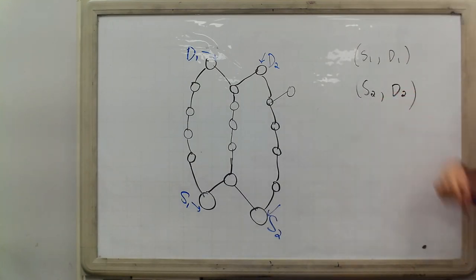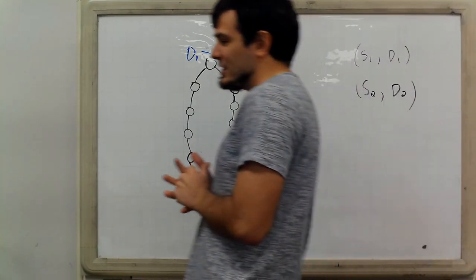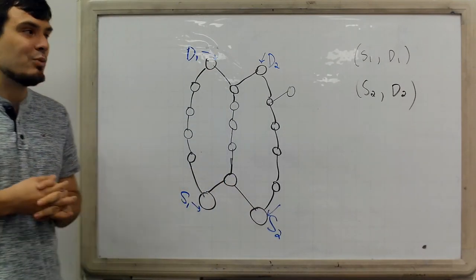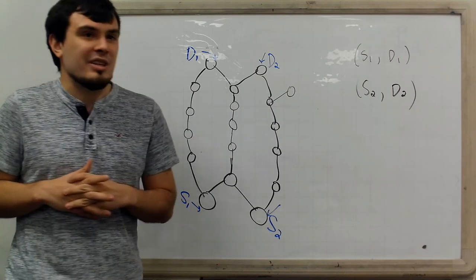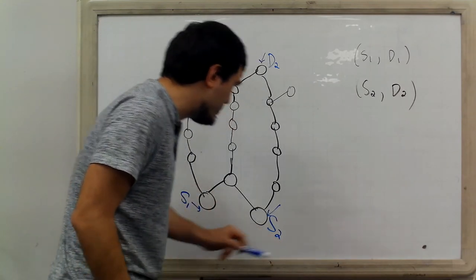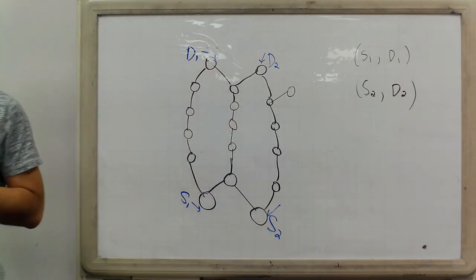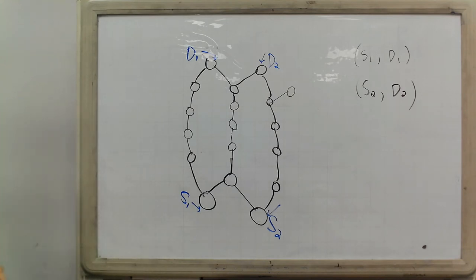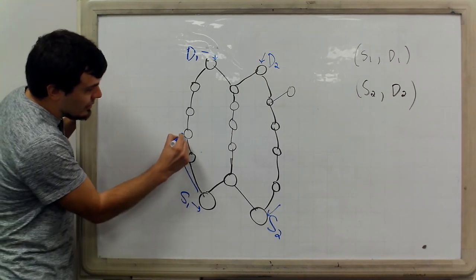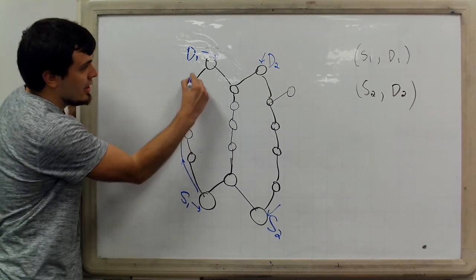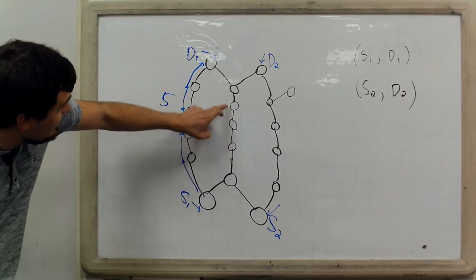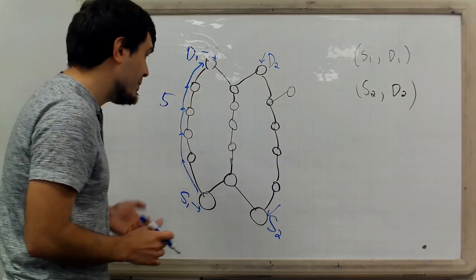Okay, but how about if there's two pairs? What do you think the solution is? So idea one that people get is let's find the shortest path between S1 and D1 and the shortest path between S2 and D2. This doesn't work. Because the problem is that there could be opportunities for sharing of edges in a strategic way, right? So it could be like here's the shortest path between S1 and D1. The cost of this path is 5. And there's no better way, right? This is 1, 2, 3, 4, 5, 6. Okay? There's no better way.